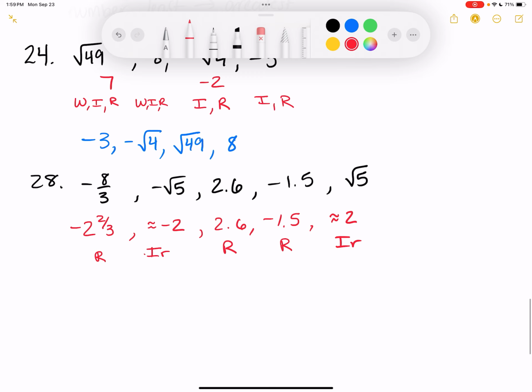All right, I need to put these in order. The smallest, negative 8 over 3. Negative 2 and 2/3 is the smallest number that I have. And then there's the negative square root of 5. Negative 1.5. Square root of 5. And 2.6. Yep. Any questions about that? Nope.